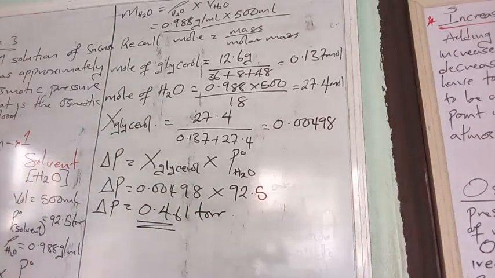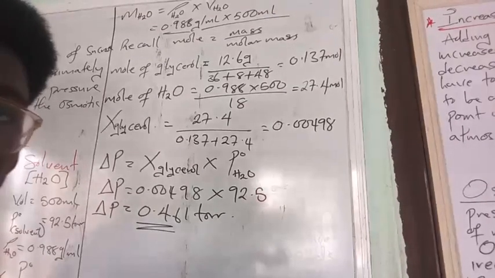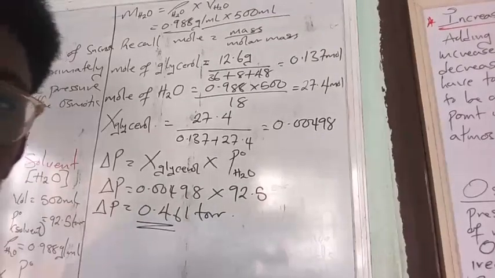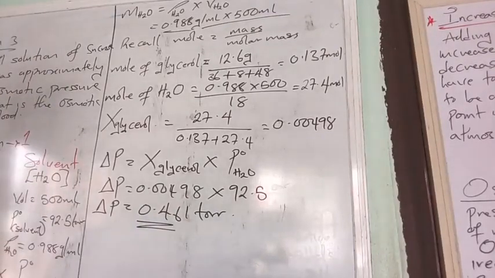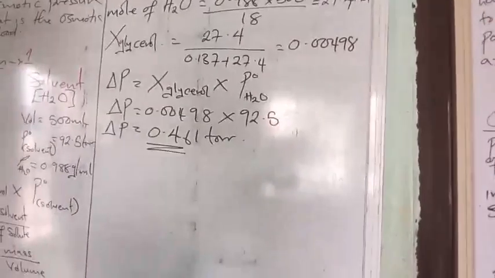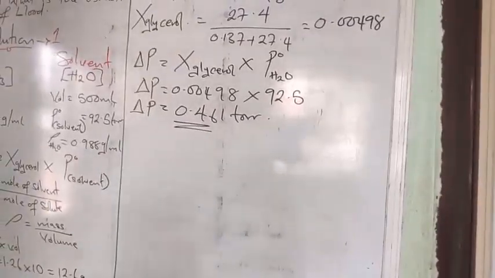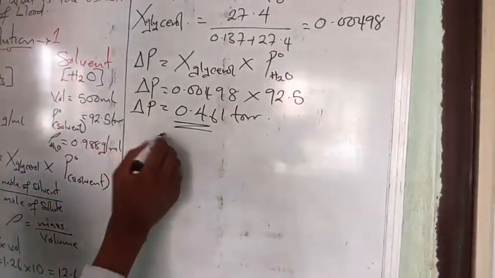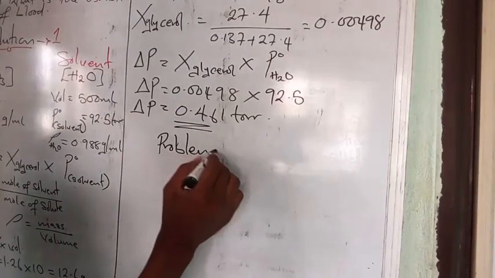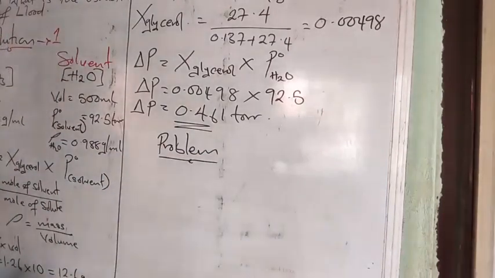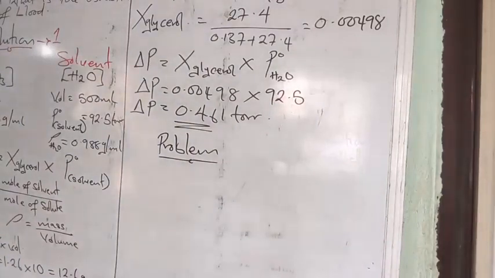So that's our answer to that question. Very, very straightforward and very, very easy. Okay, so we now move on to the next problem, problem number 2. All you need to remember is your Raoult's law formula. That's all you need to remember.